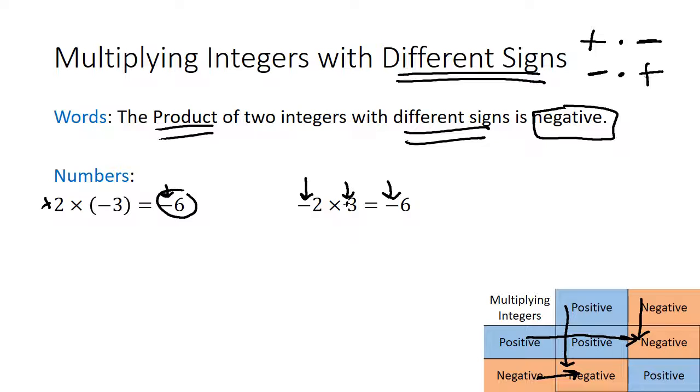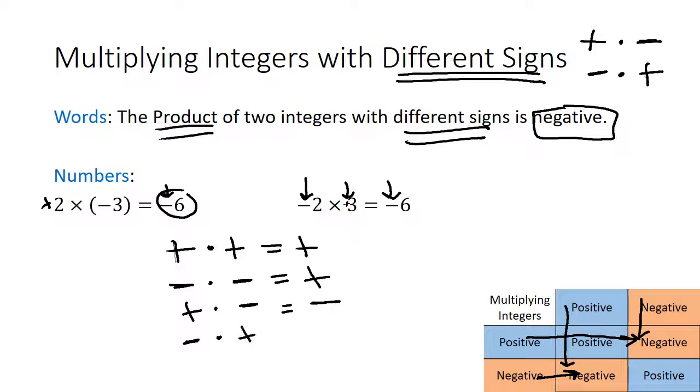So when we're doing this, we can just treat it like normal multiplication and then use this information to determine whether our answer is going to be positive or negative. Again, when we are multiplying integers with the same sign, so positive times a positive, our answer is going to be positive. A negative times a negative, our answer is going to be positive. A positive times a negative is going to give us a negative answer, and a negative times a positive is going to give us a negative answer.